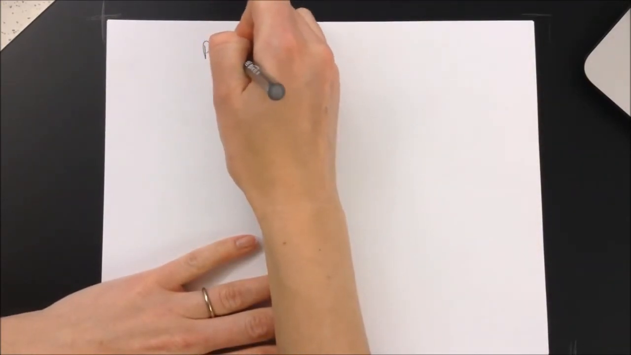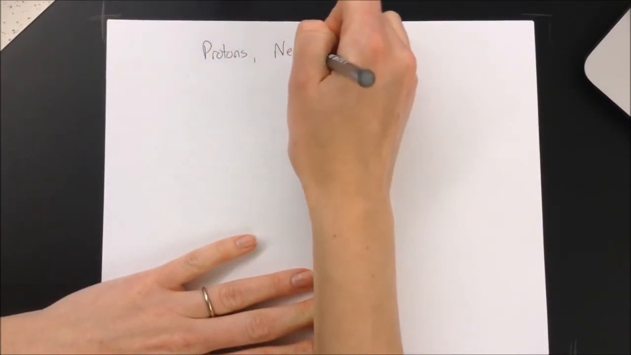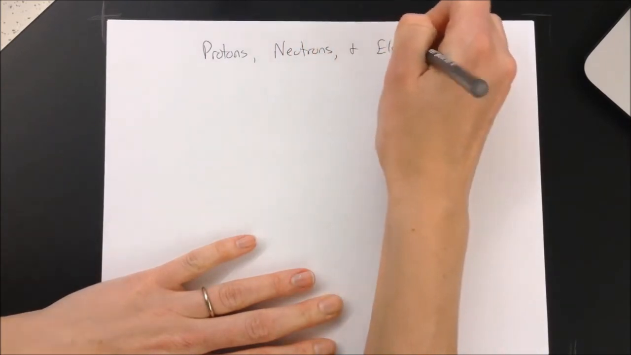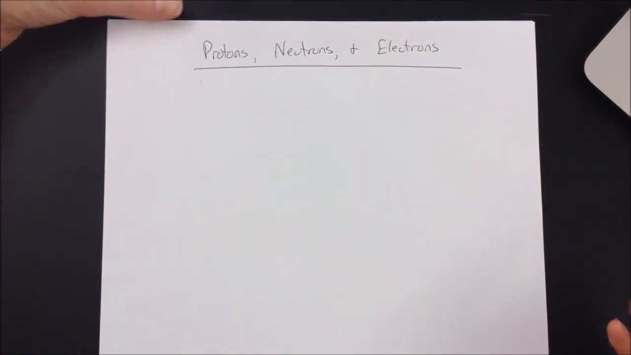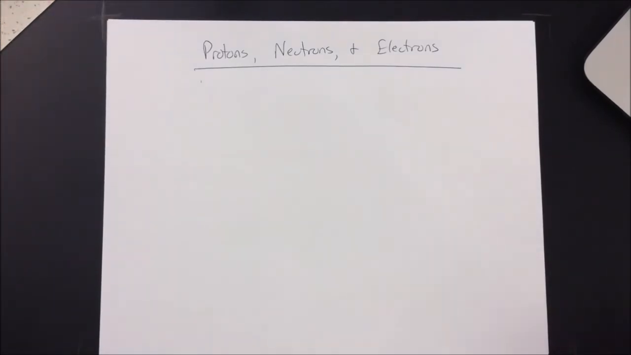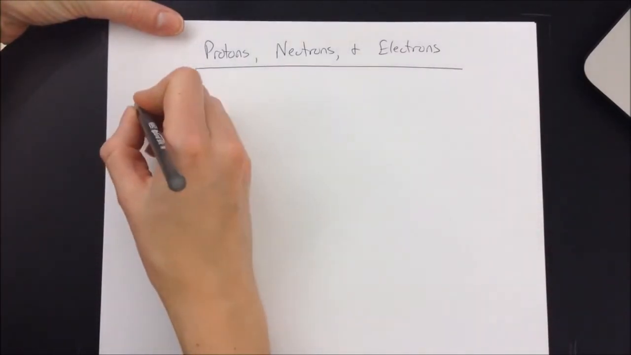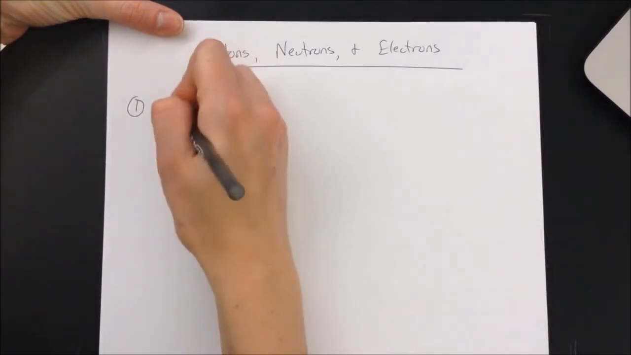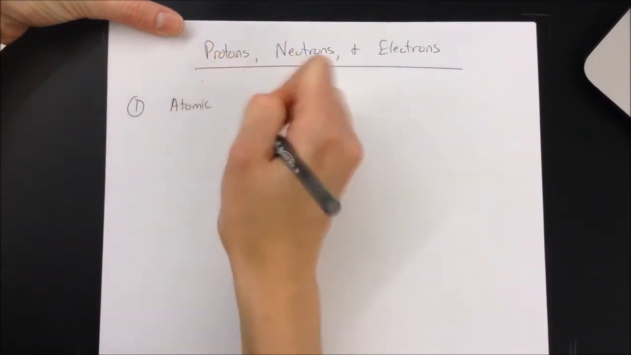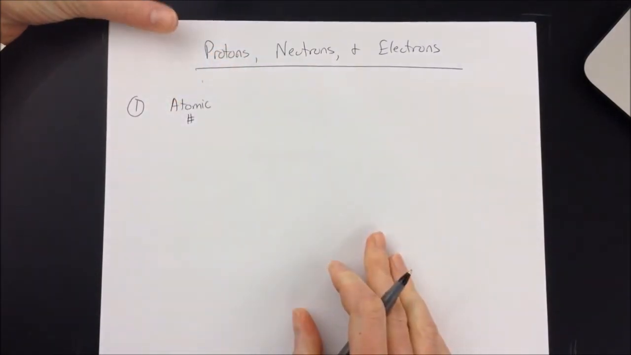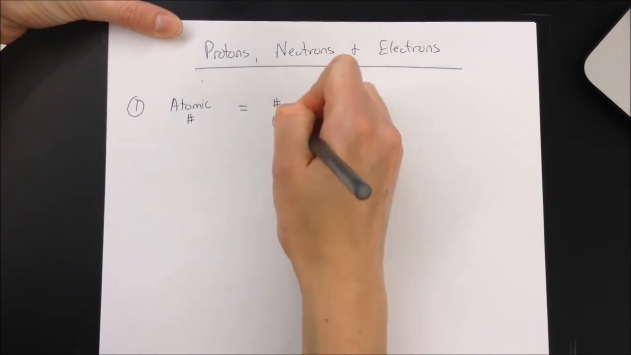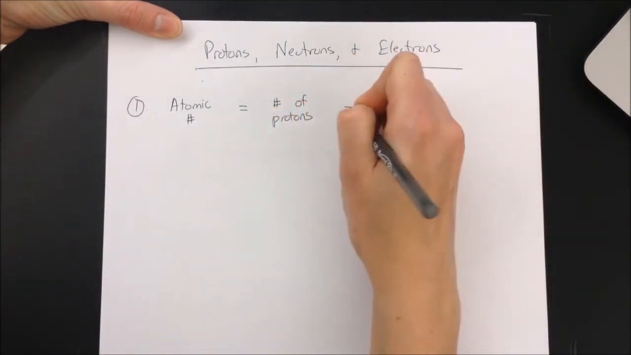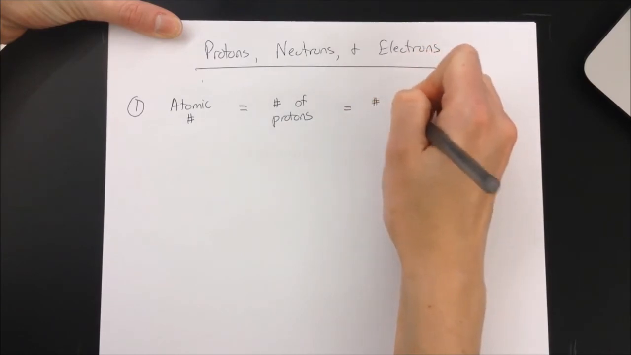All right, so protons, neutrons, and electrons. Okay, so what you need to know, there's three things that you need to know. You need to know what numbers should be the same, and then how do you get the rest of the numbers that you don't have. Okay, so the first thing I always look for is the atomic number. Sometimes it's given and sometimes it's not, and if I have it, then I know a couple of other things. I know that the atomic number is the number of protons. And I also know that the atomic number is the number of electrons.